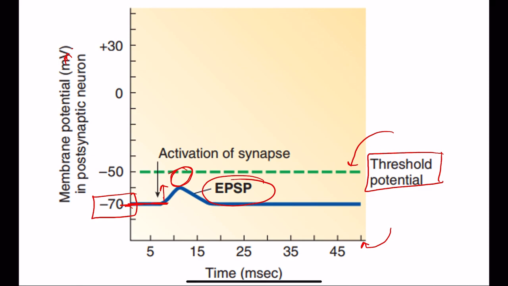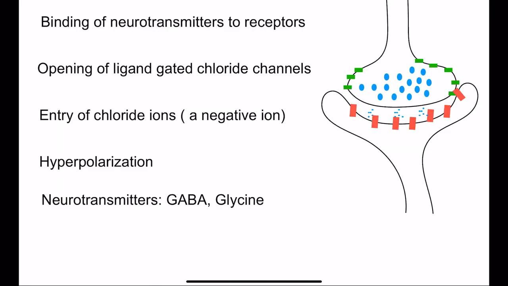So please remember that this EPSP and IPSP are actually graded potentials. We will see the properties very soon. So these are graded potentials. Fine. So that was about EPSP. Let's move on to IPSP.